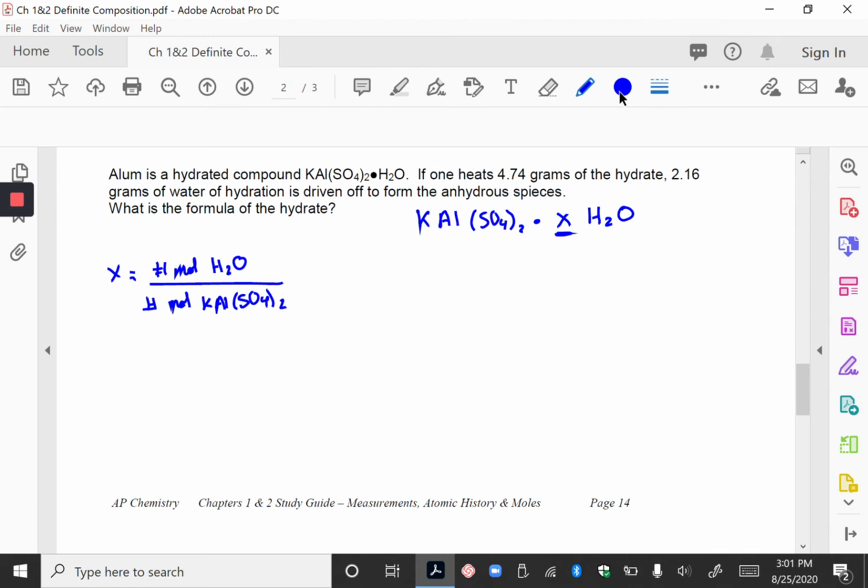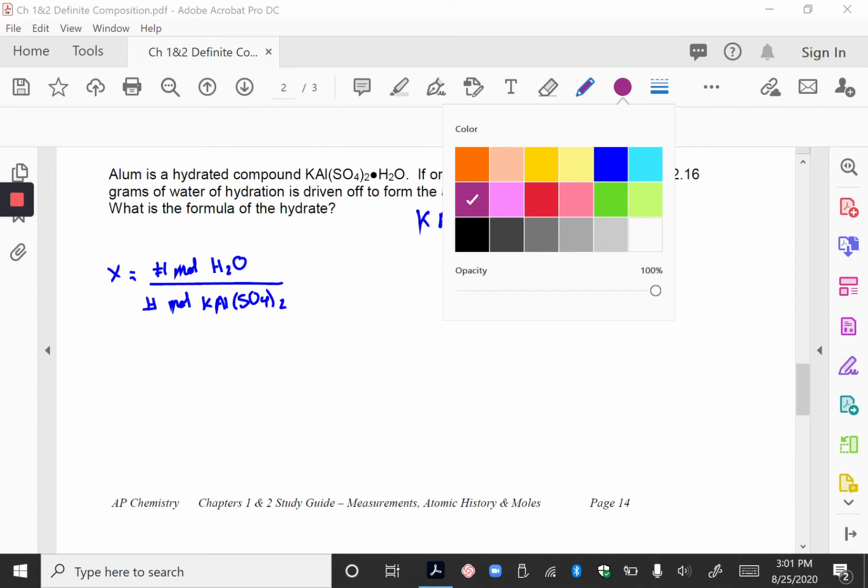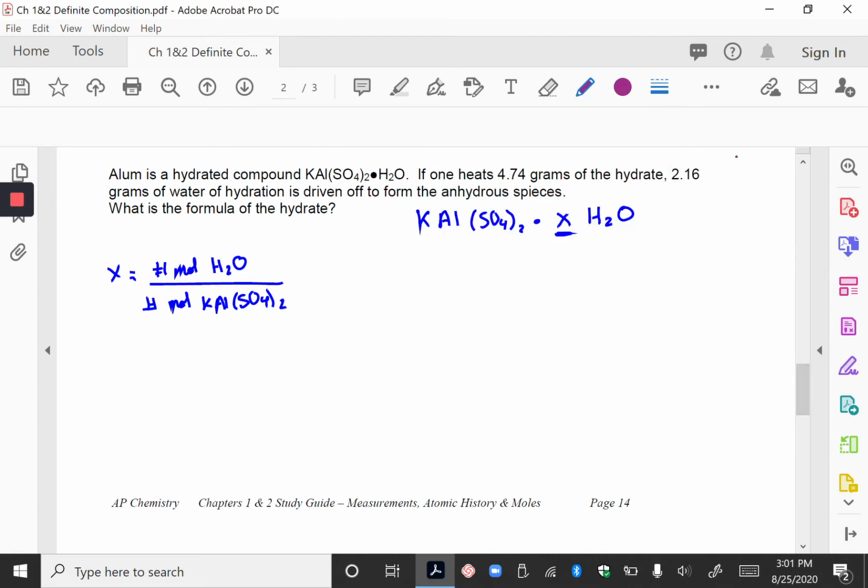So let's go ahead and change that to moles. So 2.16 grams of water. Molar mass of water is 18 grams. That gives us 0.12 moles of water. Great.